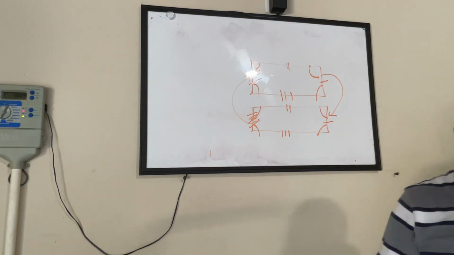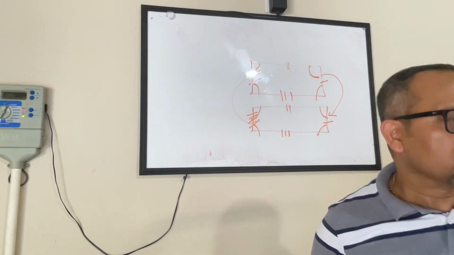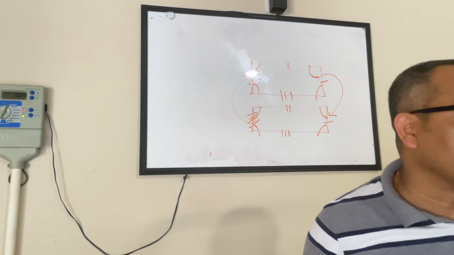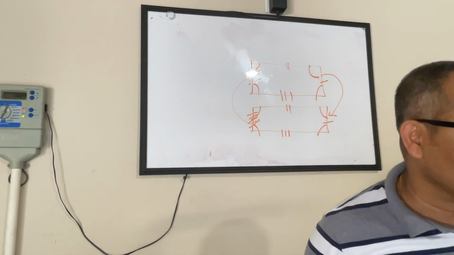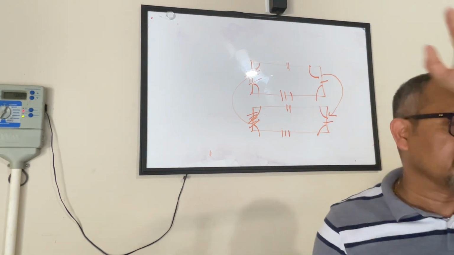Now, by any means, if I ever prove two circles to be congruent, that means they have everything matching. Then I can say, okay, these two are exactly the same thing. So if this is this, this will also be this.